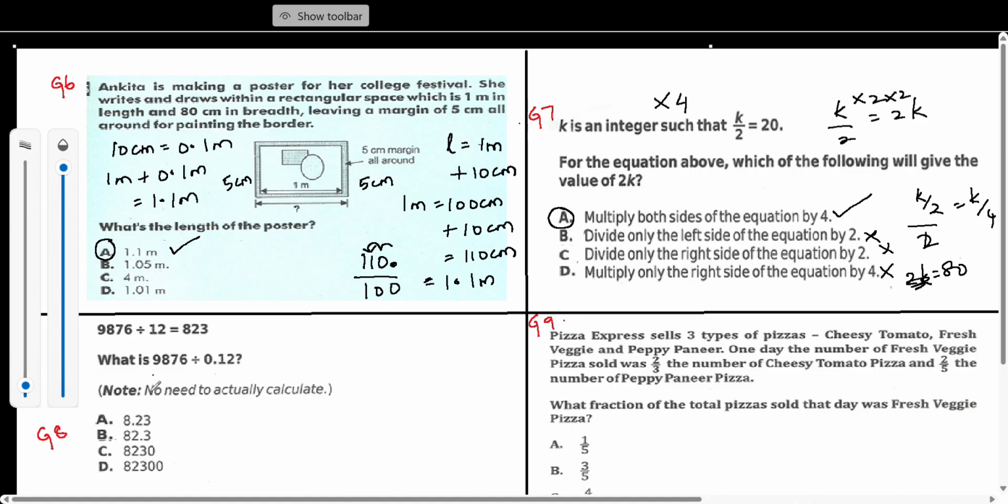Coming to the question on the left bottom. It's a grade 8 question. It says 9876 divided by 12 is given to be 823. What is 9876 by 0.12?